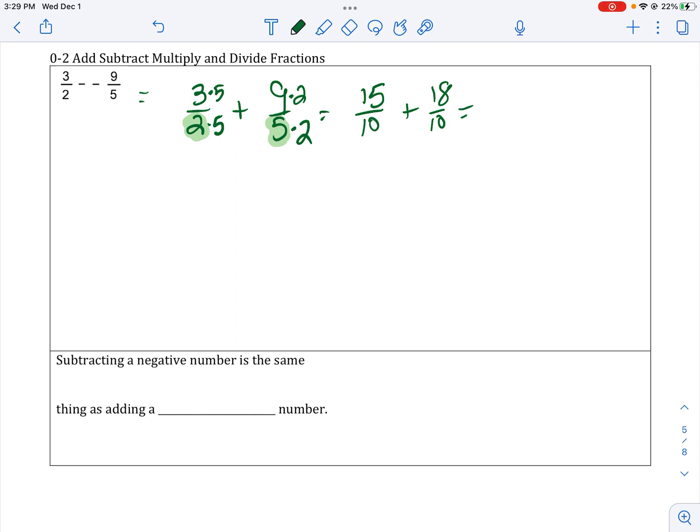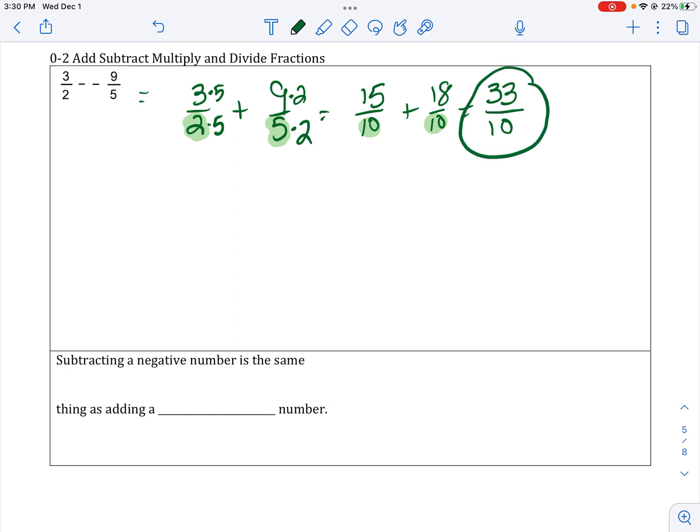And now when I add or subtract, since the denominator is my like terms, I keep it the same. So the 10 stays in the denominator. And then 15 plus 18 gives me 33. And I get 33 over 10.